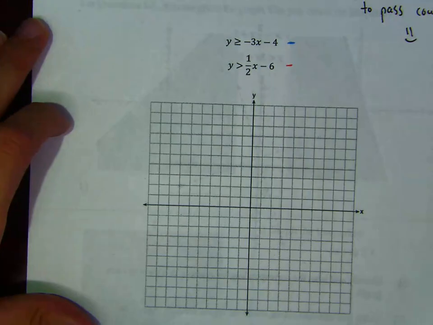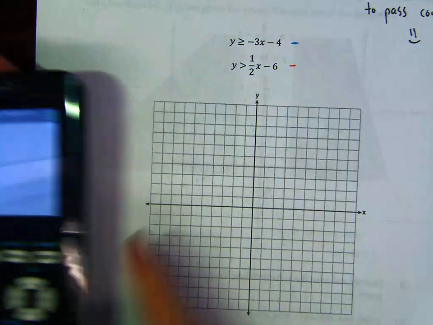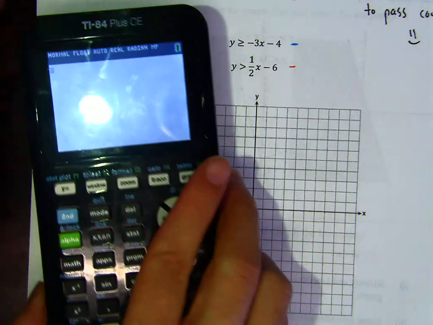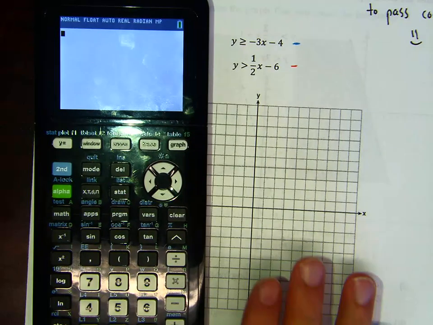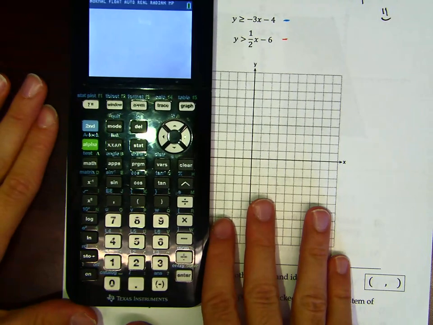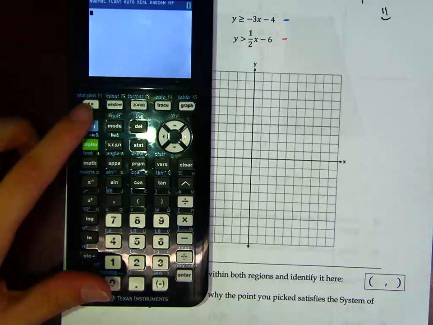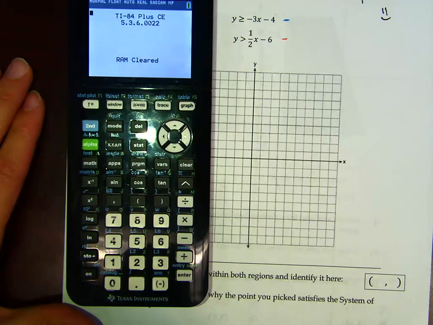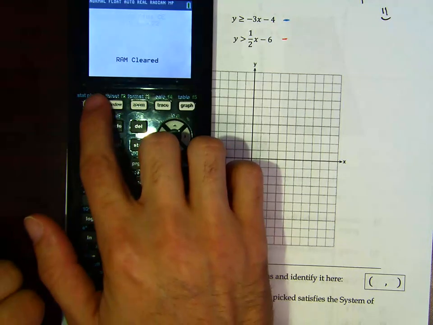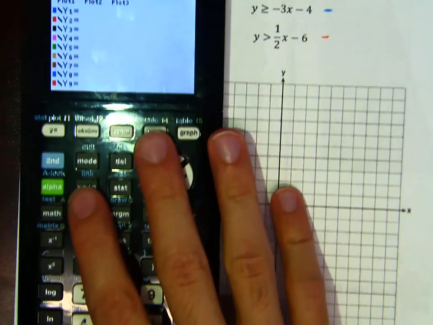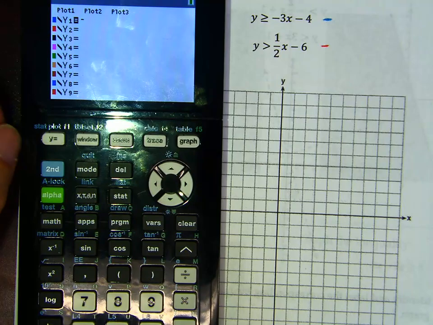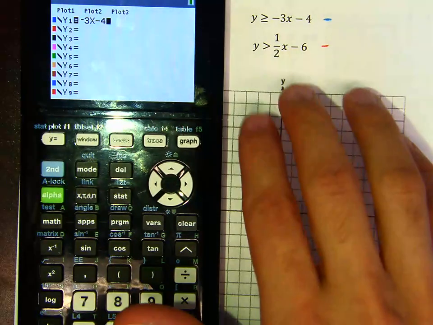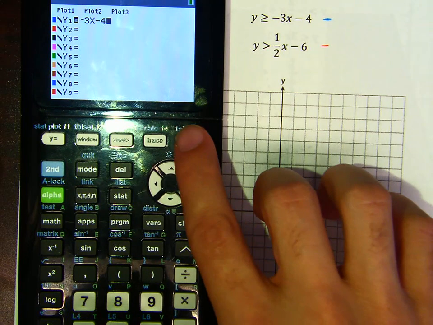Let's look at the first inequality over here of y is greater than or equal to negative 3x minus 4. So what should I do first when you get the calculator? Make sure you reset it, right? Because you don't know what anybody else was doing. So let's hit second plus 7, 1, 2, and poof, the calculator is reset. So let's go to y equals, right? And what am I going to type in, right? I'm going to type in negative 3x minus 4. Okay, so let's just graph this one at first.